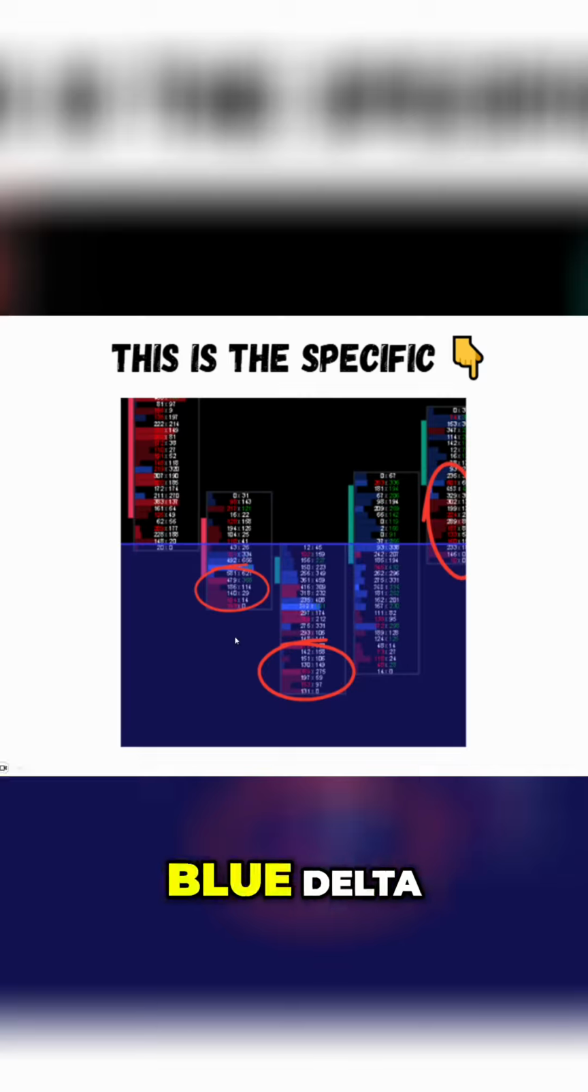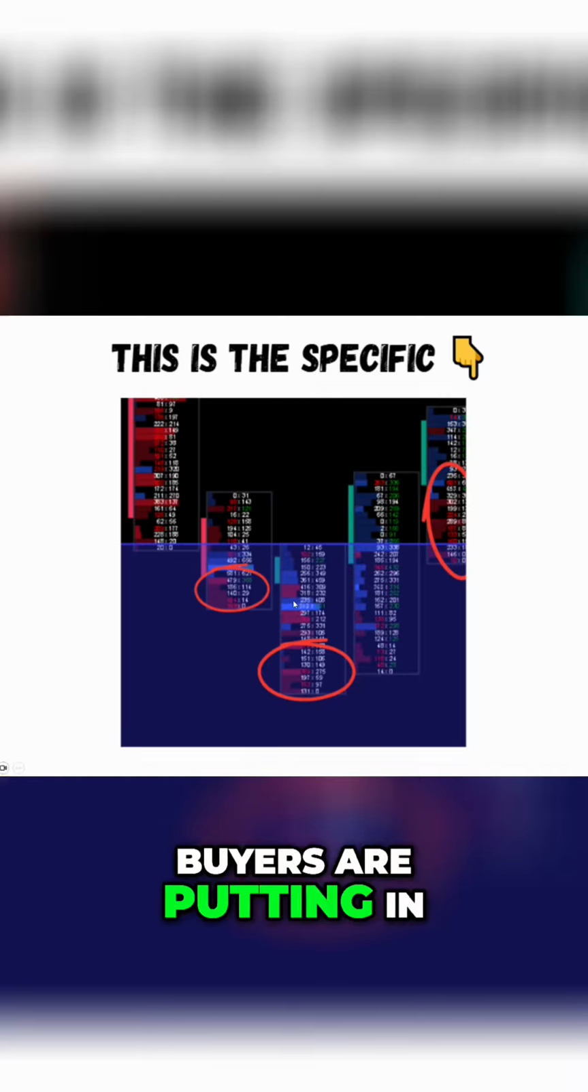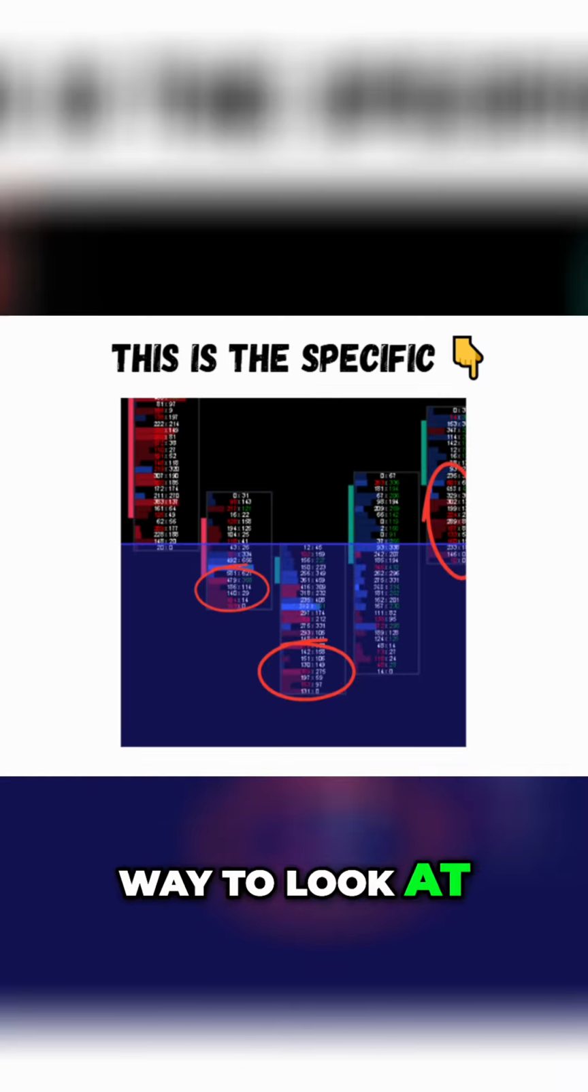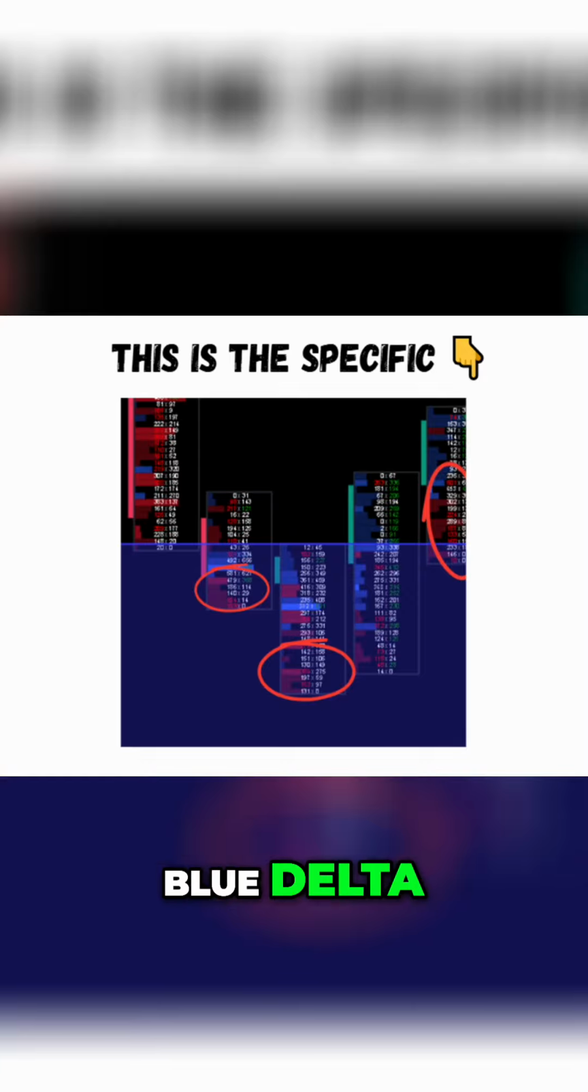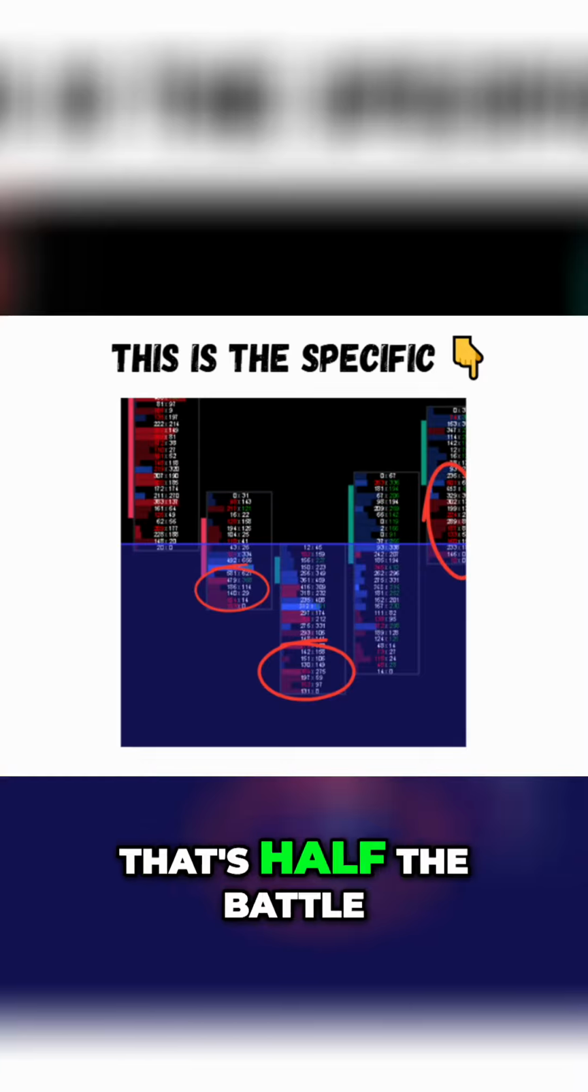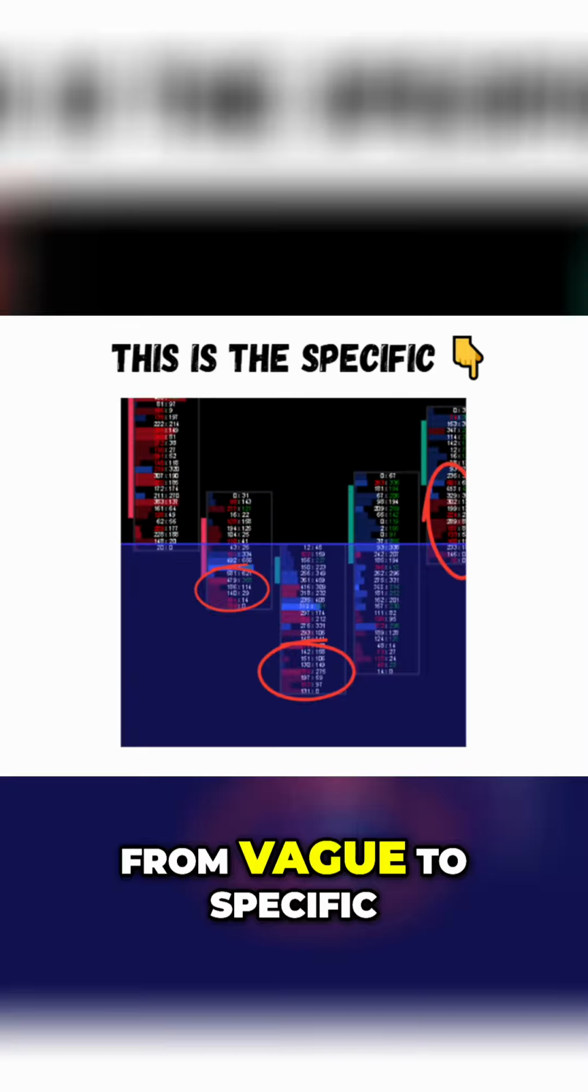Now, when you see a blue delta, it's the opposite. Buyers are putting in more effort. So a very simple way to look at footprint charts is red delta, selling effort, blue delta, buying effort. That's half the battle. So you want to move from vague to specific.